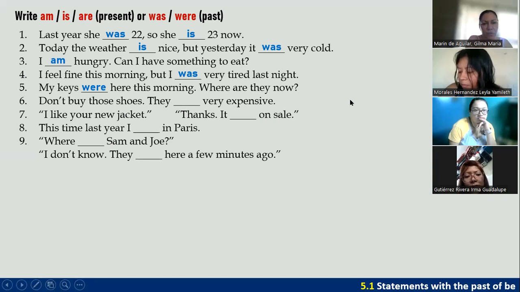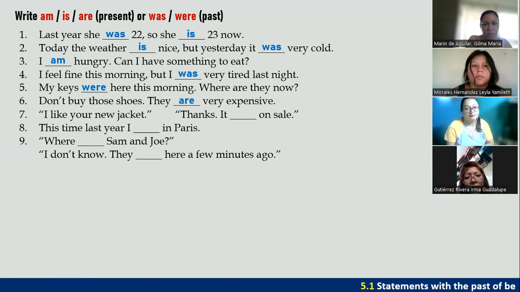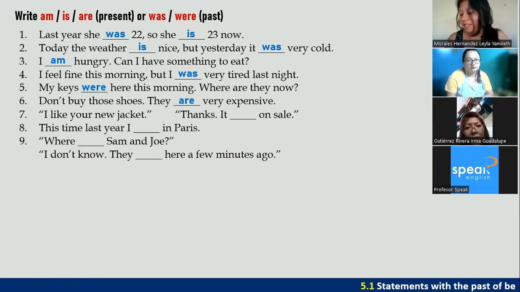Don't buy those shoes. They were very expensive. The recommendation is in present, right? Don't buy those shoes. They are very expensive. Number 7, Leila, please. La chispa. I liked your new jacket. Thanks. It was on sale. Correct, right? It was on sale. Very good. Number 8, Gabriela.